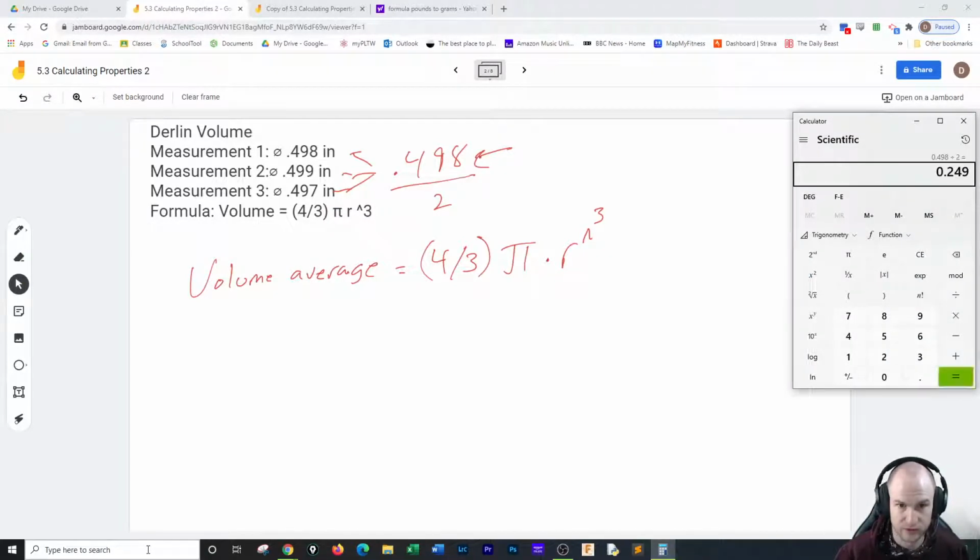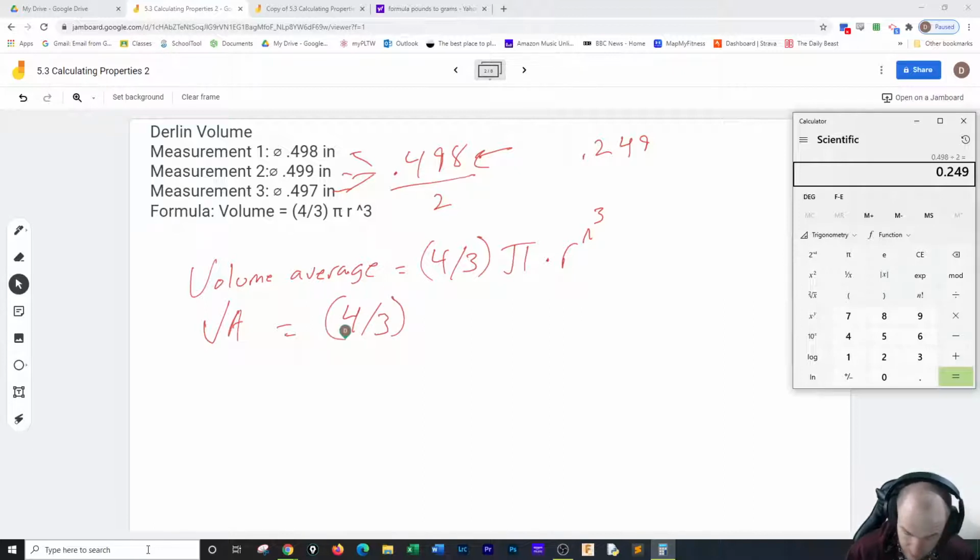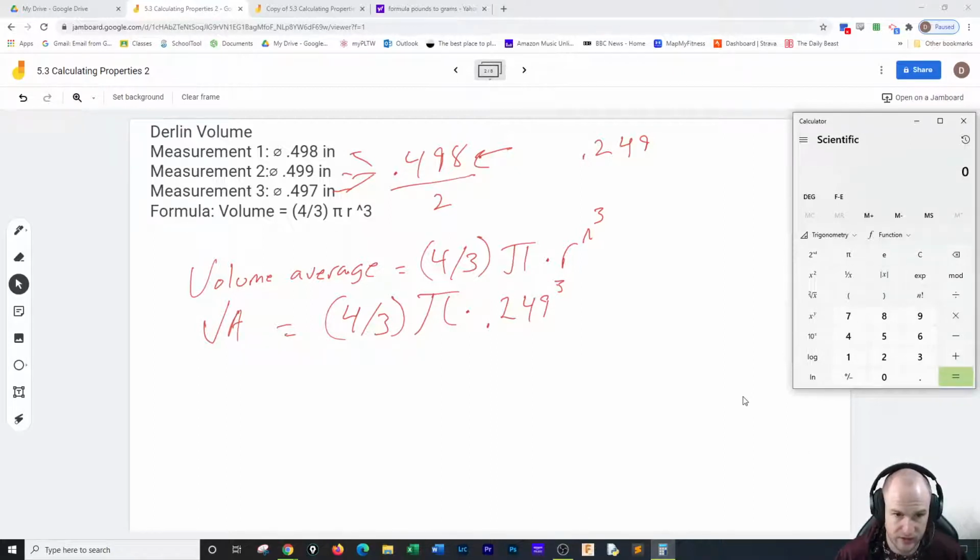0.498 divided by 2. Okay, so I get 0.249. So let's fill in the things. So volume average equals 4/3 pi times 0.249 cubed. Okay, and we can probably just punch this all straight in the calculator.